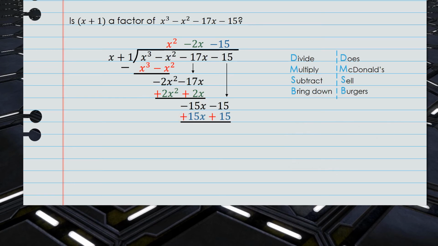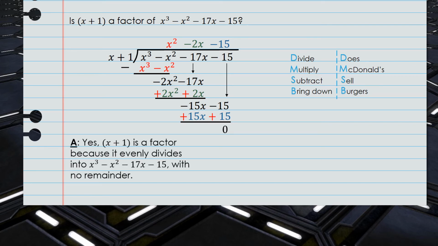So now looking at the problem, we're ready to do the subtraction. Negative 15x plus 15x cancels, and negative 15 plus 15 gives you 0. Since we've done the division, now it's time to answer the original question. Is x plus 1 a factor? Yes, x plus 1 is a factor because it evenly divides into x cubed minus x squared minus 17x minus 15 with no remainder. Now again, this was long division, so it still has the same 4 parts.